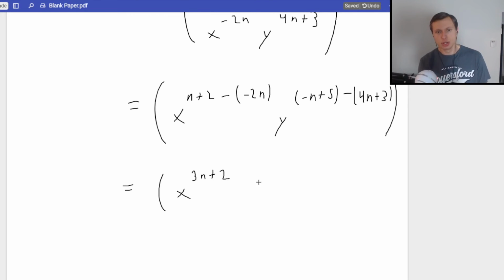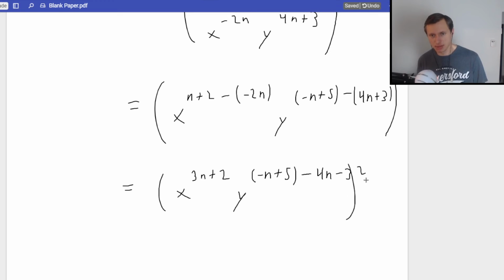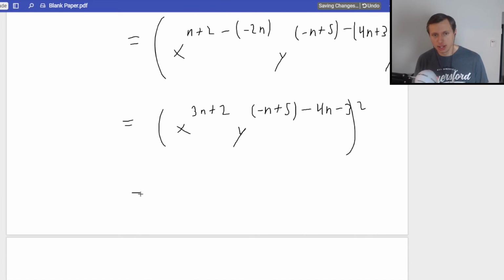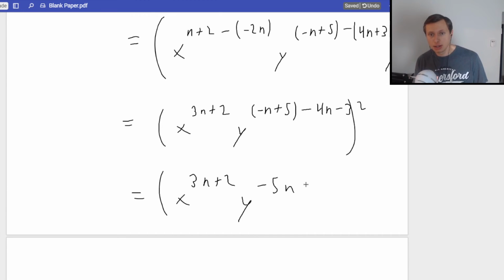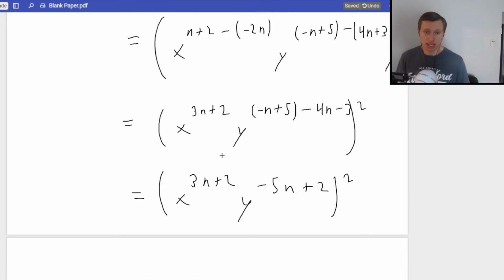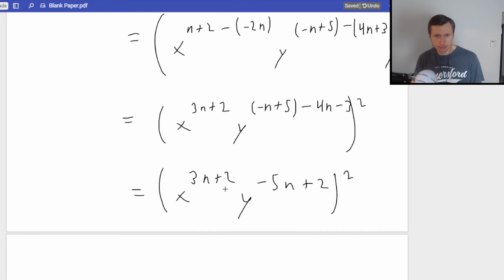3n plus 2. And then for y, that's going to be what? Negative n plus 5 minus 4n minus 3. So I'll just write that in the next step. I'll simplify it. That whole thing squared. So then again, x is 3n plus 2. Y is going to be negative 5n plus 2. Everyone see that? I hope I didn't make a mistake. This should be right. And then this whole thing squared.